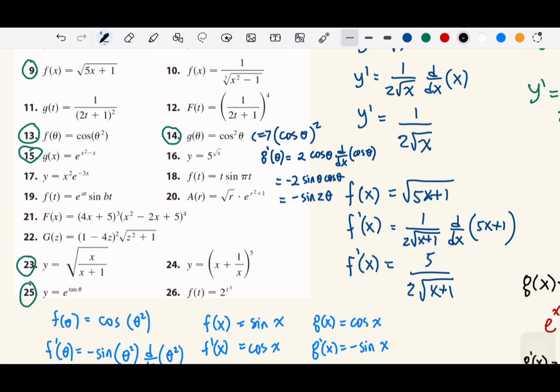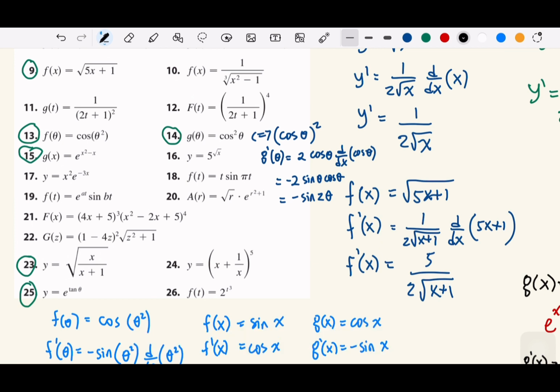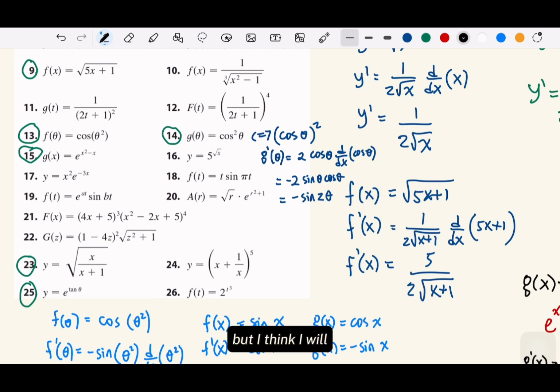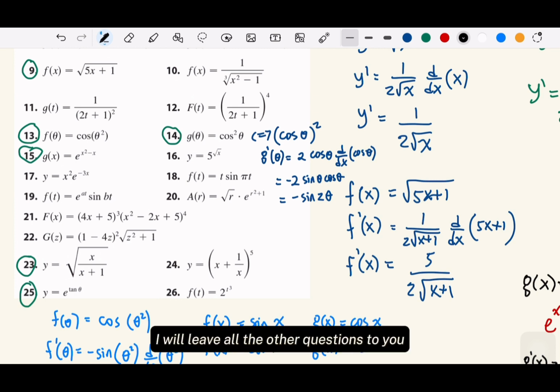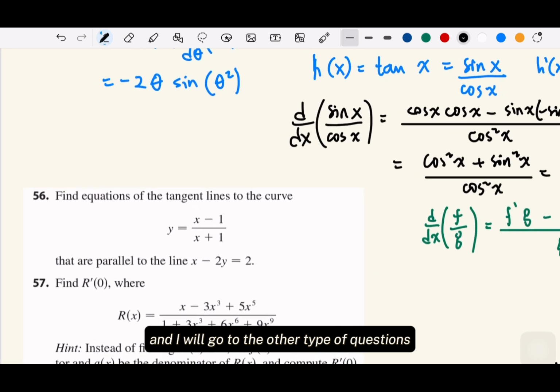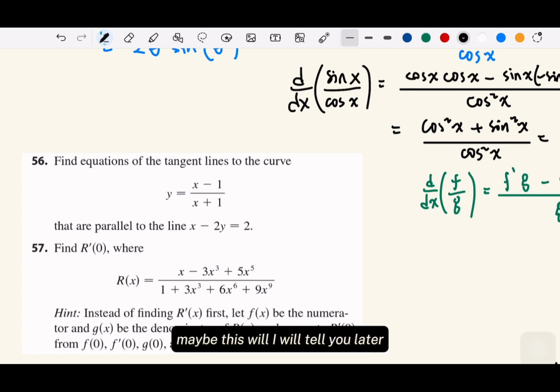Okay. Or maybe you can also try this exponent. See if you remember how to solve this. But I think I will leave all the other questions to you, or to your TA session. And I will go to the other type of questions. Maybe this is too difficult. Maybe I will tell you later. Okay. Maybe go to the next one first, okay?